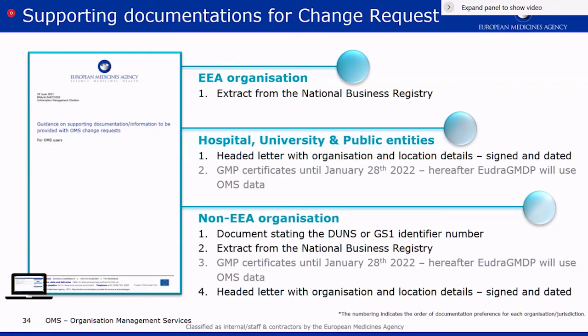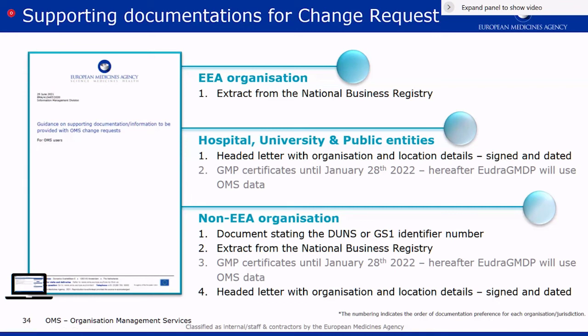If we talk about a public entity, a hospital or a university, we understand those will not be available in the national business registry, and for that reason a simple headed letter with the organization and the location details, signed and dated, will be sufficient for our validation process. If we're talking about a non-EEA organization, there is a cascade of documents that can be submitted. A document with a DUNS number, DUNS being our main source of validation information for non-EEA organizations. We also accept an extract from the national business registry, and in case none of those are accessible to the user, a headed letter.